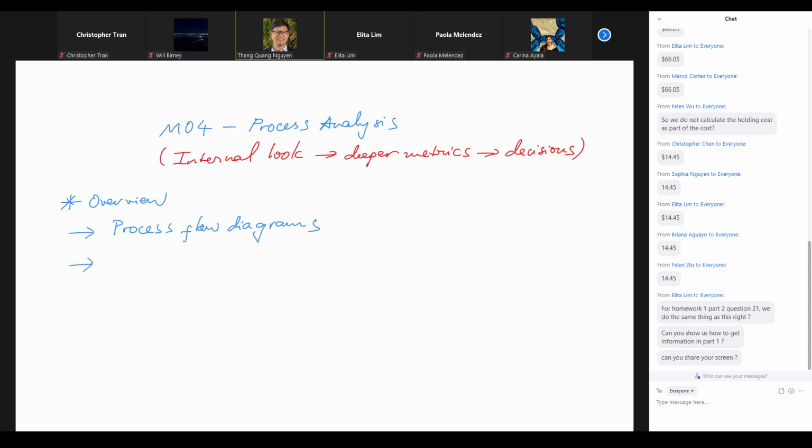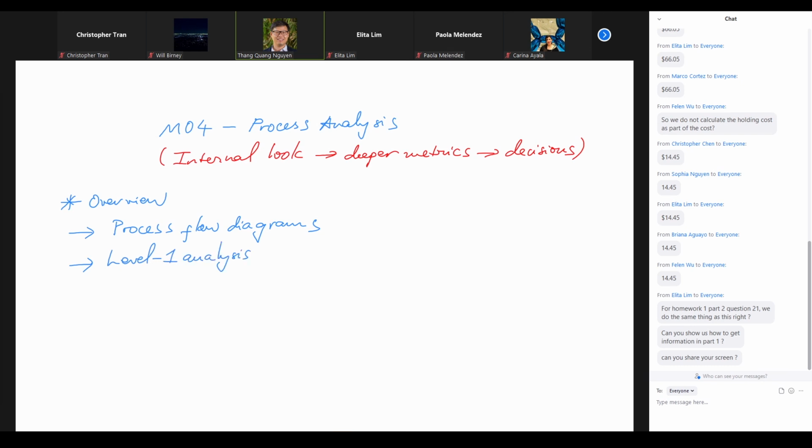All right, and after that, we do the process flow diagrams to make sense of the process, to see how it is structured and how it is working inside the process. That's why we call that an internal look. So after that, we're going to go to level 1 analysis.